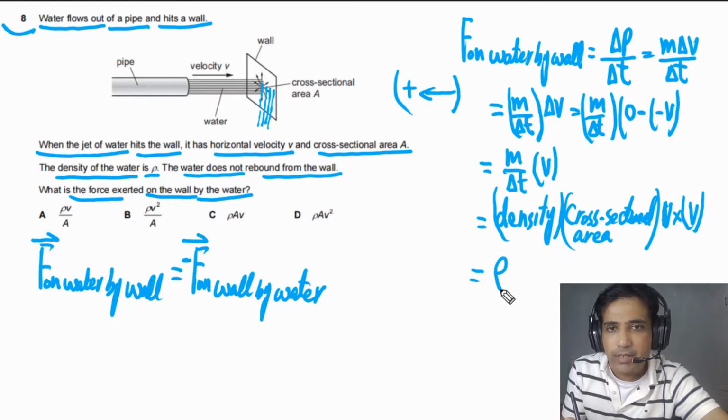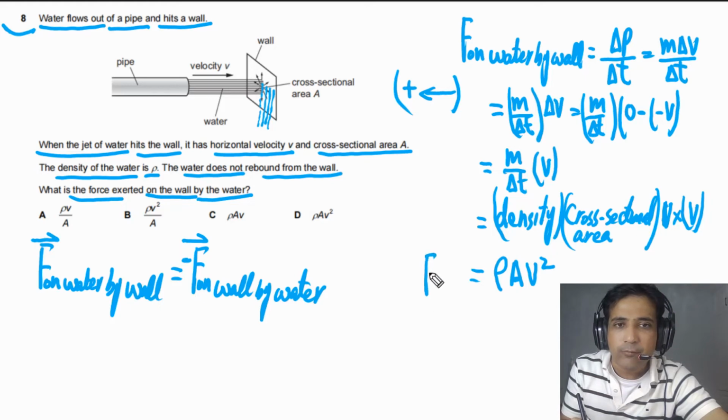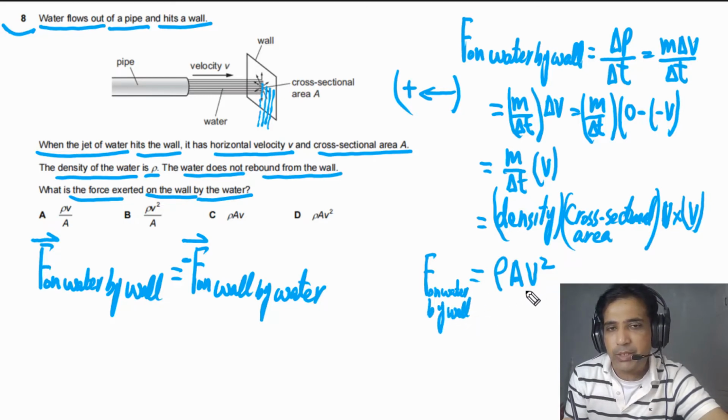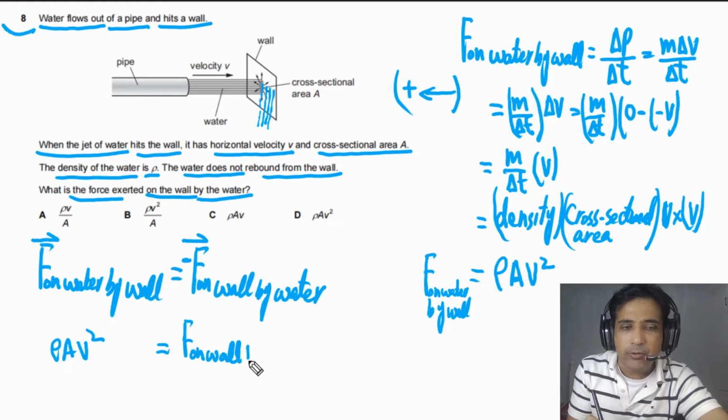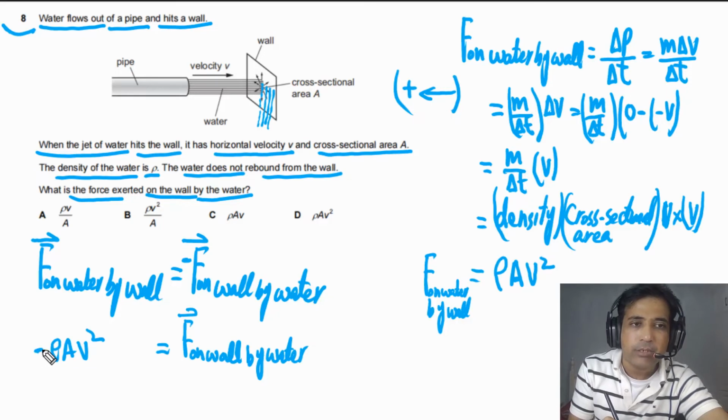So in this case, the force on water by wall is equal to rho A v squared, and this is also equal in magnitude to the force on wall by water. So the force on wall by water is equal to the negative of this. We have got a negative answer, so it means the force on the wall by water is to the right. So this is how we can answer this question.